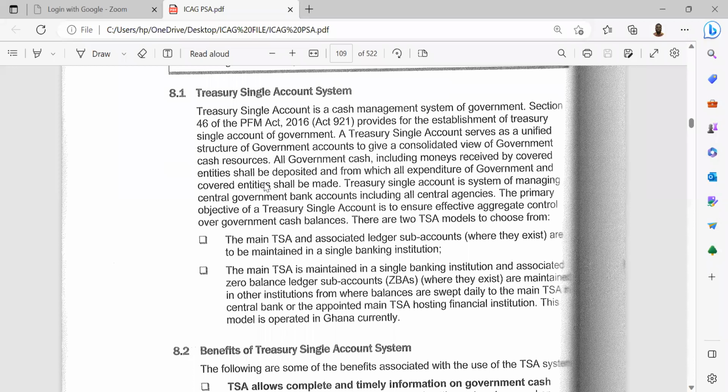The covered entities have banks they operate with, let's say Fidelity, Prudential, and the rest. When cash is deposited into the Fidelity account, all the money will automatically be swept into the Treasury Single Account at Bank of Ghana. At first, they have a certain percentage that is supposed to be maintained in the account for day-to-day operations. So when the amount is sent to the main account at Bank of Ghana, Bank of Ghana will send the said percentage back to the account to be used for operations. Is that clear?